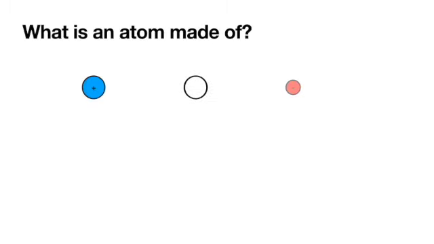What is an atom made up of? There are three parts to an atom: protons, neutrons, and electrons. Protons are positively charged. We say that they have a charge of +1. Neutrons have no charge. They are neutral. Electrons are negatively charged. We say that they have a charge of -1.